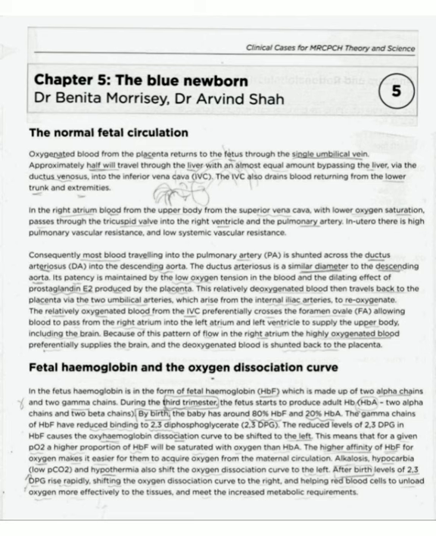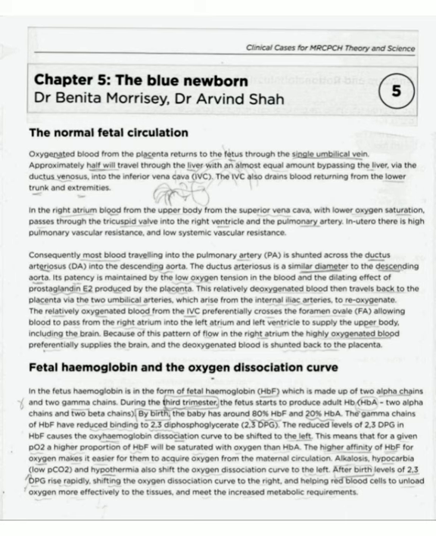The relatively oxygenated blood from the inferior vena cava preferentially crosses the foramen ovale, allowing blood to pass from the right atrium into the left atrium and left ventricle to supply the upper body, including the brain. Because of this pattern of flow in the right atrium, the highly oxygenated blood preferentially supplies the brain and the deoxygenated blood is shunted back to the placenta.